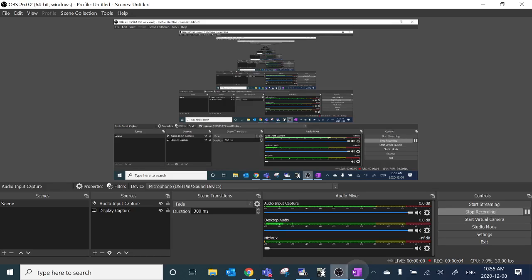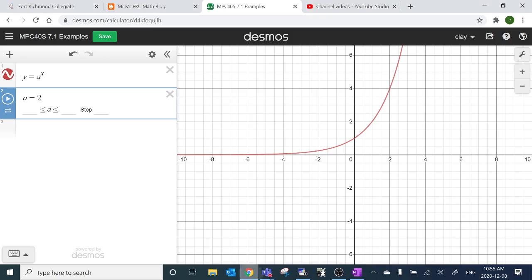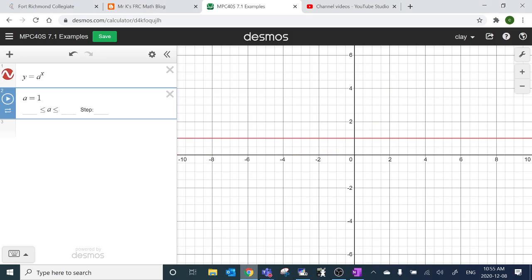This is a very quick lesson that we're going to call the 7.1 lesson, Characteristics of Exponential Functions. And I'm actually going to start by getting you to take a look at a Desmos page. And usually when we graph an xy coordinate, x of course is the horizontal axis. What if x is the exponent?